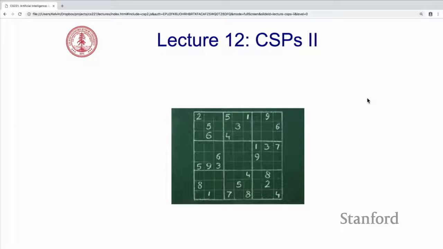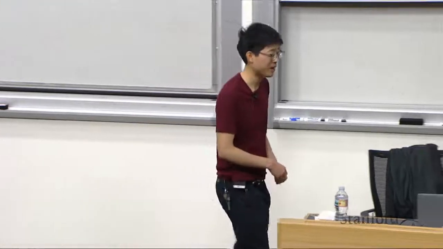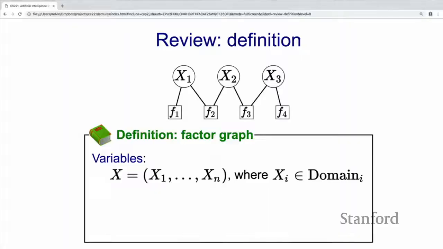Great. Okay, cool. So today we're talking about the second half of constraint satisfaction problems, where last lecture, if you remember, Percy talked about how to deal with constraint satisfaction problems where you have hard constraints, and today we'll be thinking about soft constraints, where we'll see what that means very shortly. So let's start with a review of what the setup is.